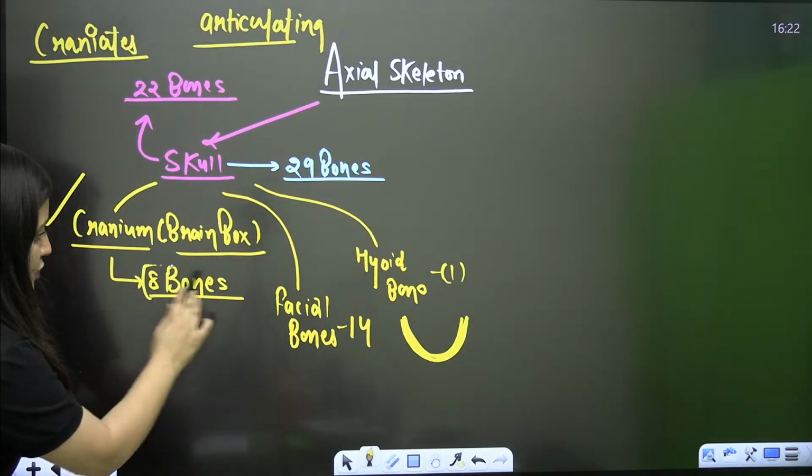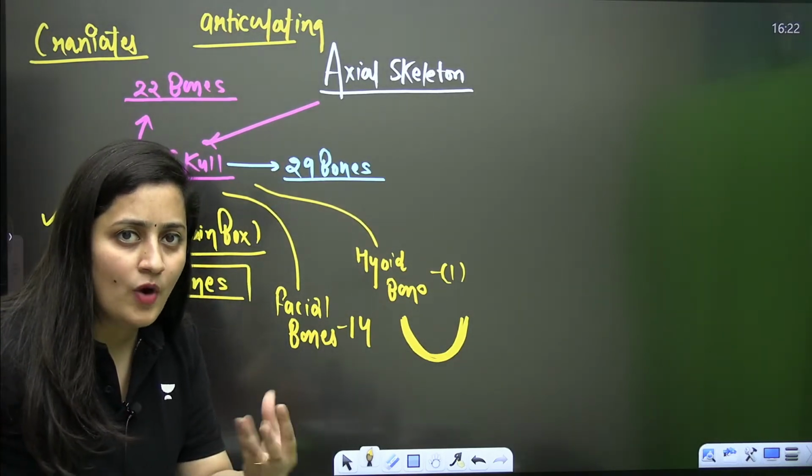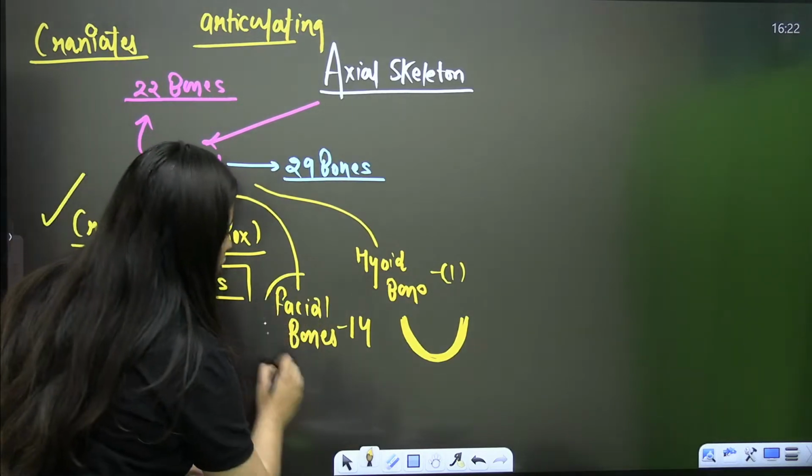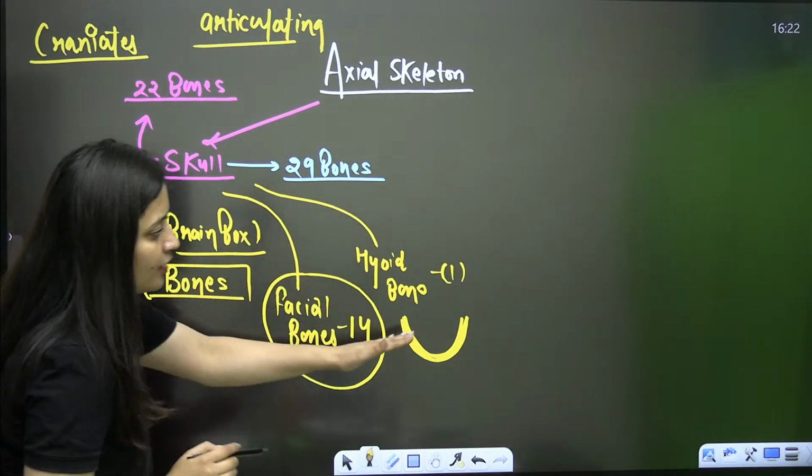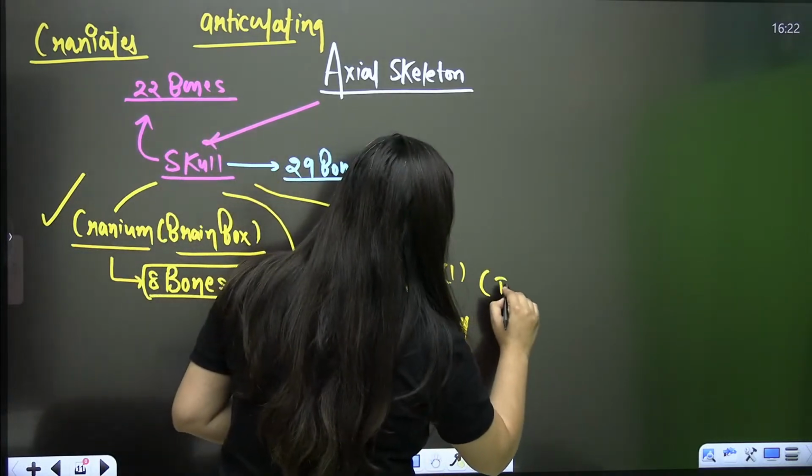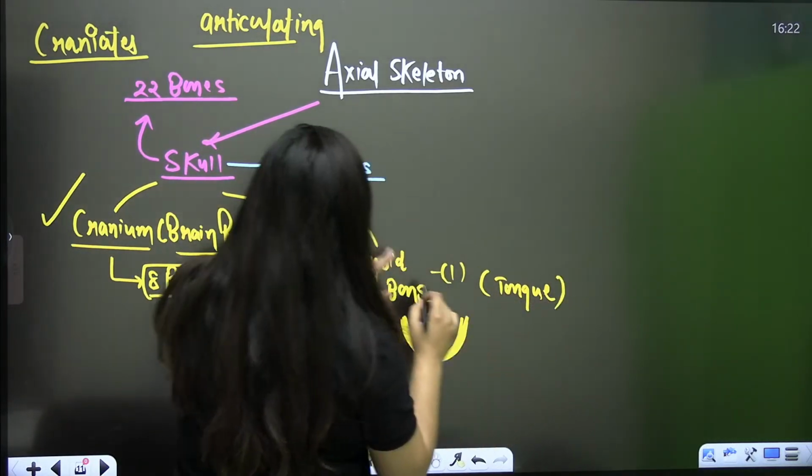All the bones are fused. They have immovable joints, right? Sutures. Then facial bones, total 14 in number. Hyoid bone, which is a U-shaped bone, also known as the tongue bone, is 1 in number.